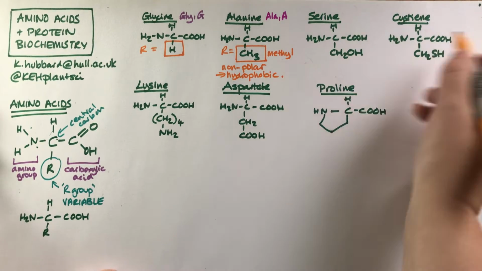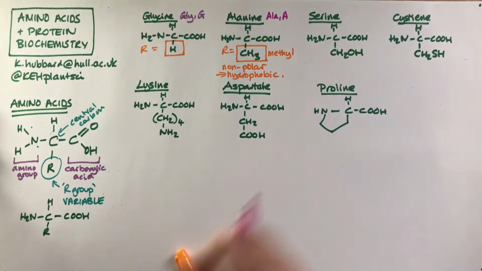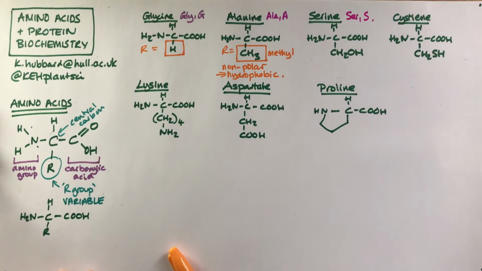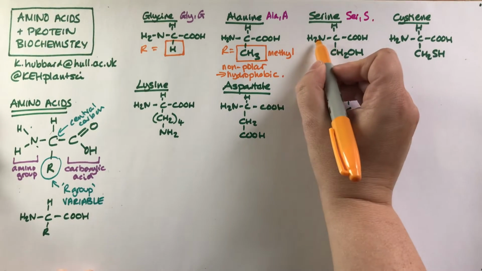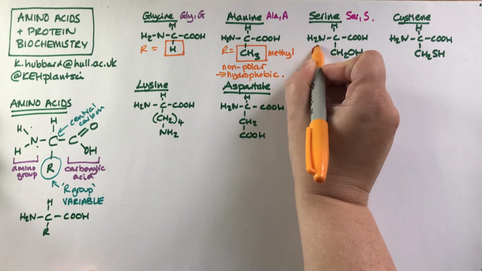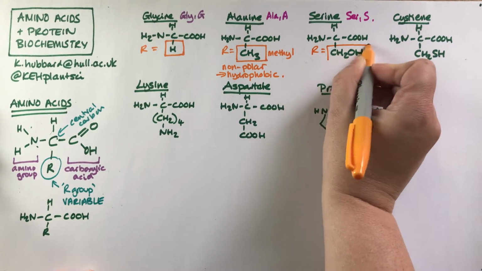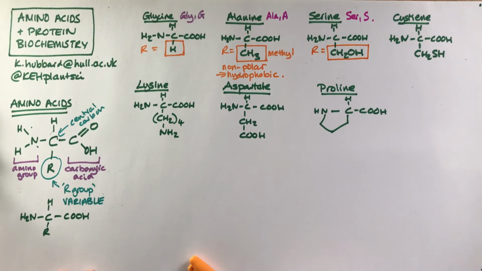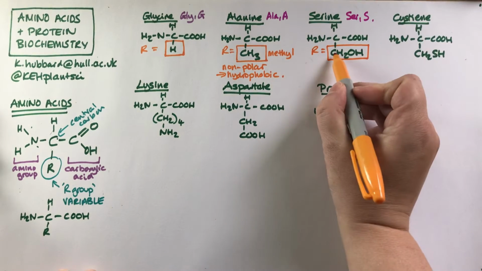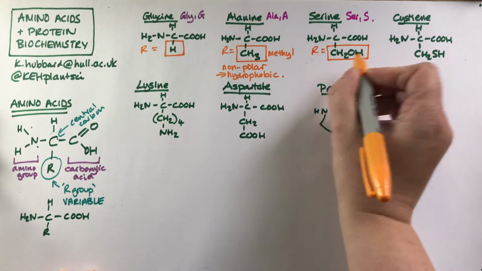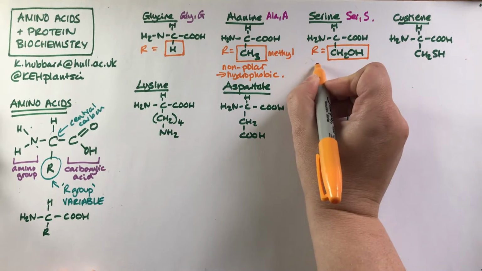Okay, so let's have a look at the next one. So serine, SER, or just S. Again, amino group, hydrogen, carboxylic acid, that's the same with each of them. The R, in this case for serine, is CH2OH. So instead of CH3, we've got 2 carbons, 2 hydrogens, and a hydroxyl group. That OH is a hydroxyl.